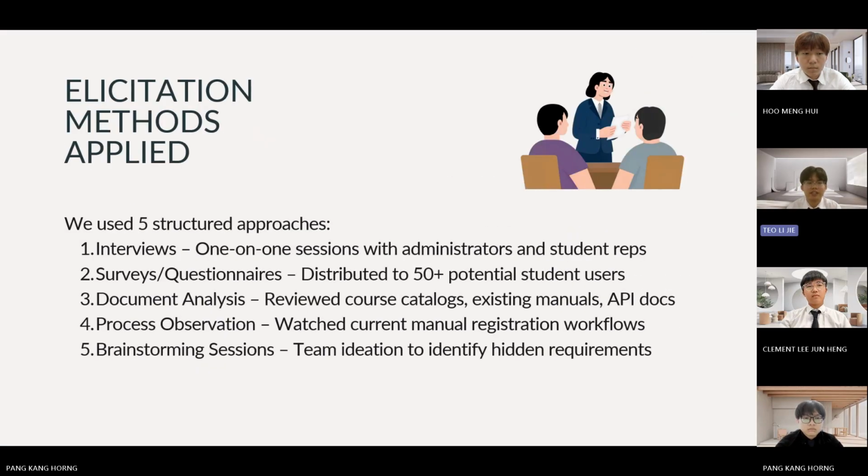And the next one is the elicitation methods applied. We use five structured approaches. The first is interviews, one-on-one sessions with administration and student representatives. The second is surveys or questionnaires distributed to 50 or more potential student users. The third is document analysis to review course catalogs and existing manual and API documents. The fourth is process observation, watching the current manual registration workflow. And the last one is the brainstorming session, for team ideation to identify hidden requirements.